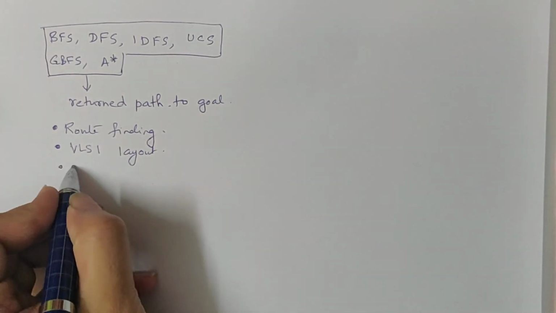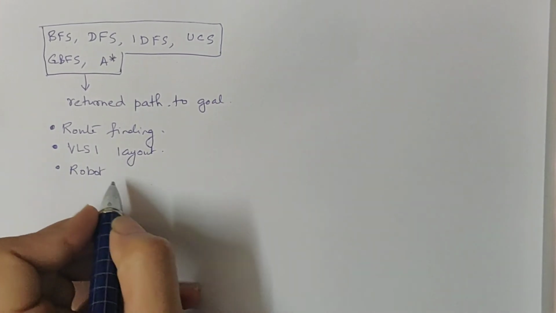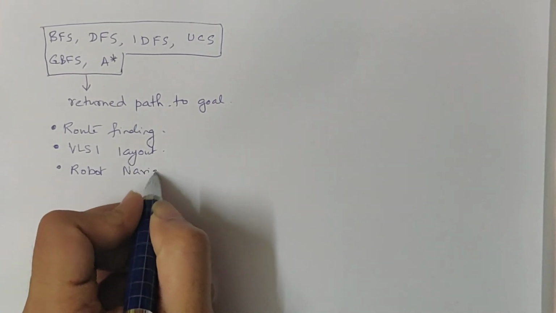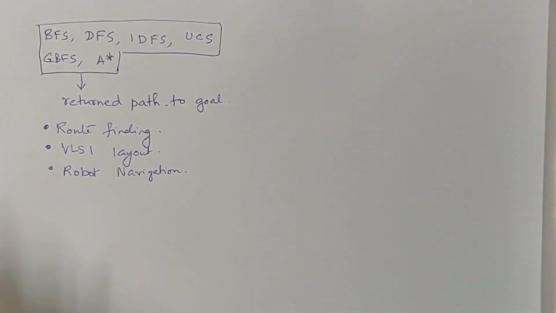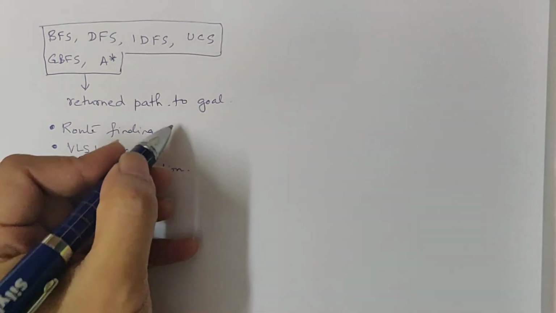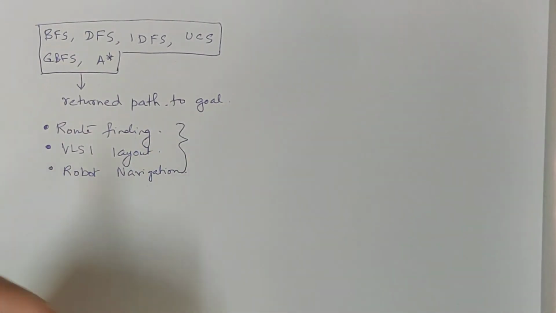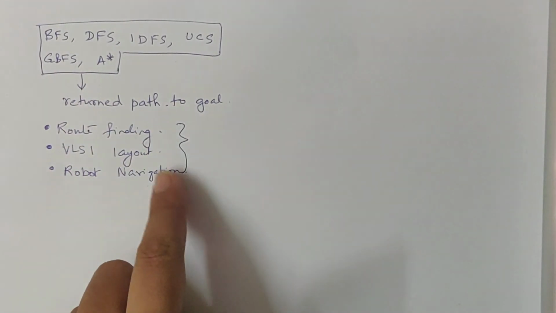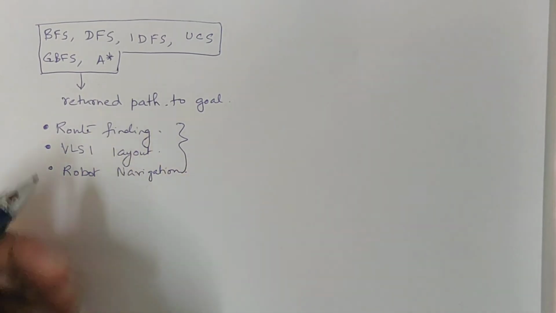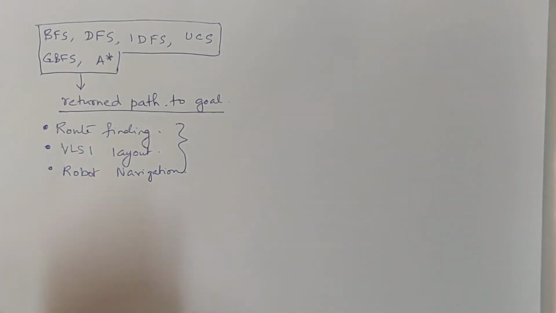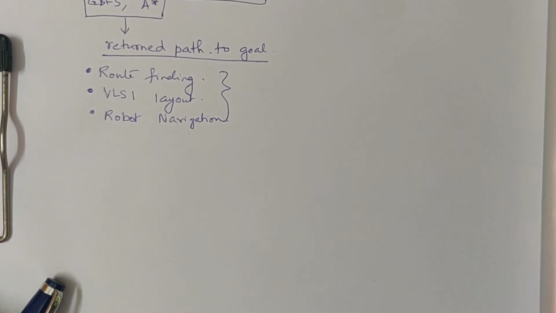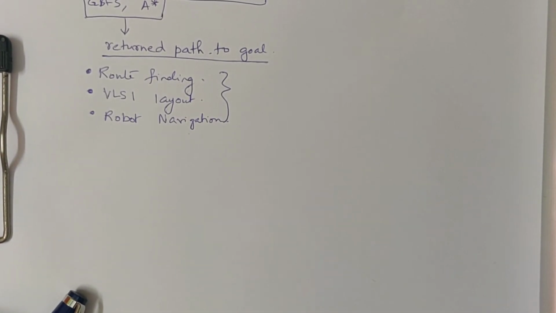The third we have already discussed is robot navigation. So on and so forth. There are many more applications, but what I am saying is that all these applications require the ultimate path to the goal. But there are some applications in which the path to the goal is not necessary.